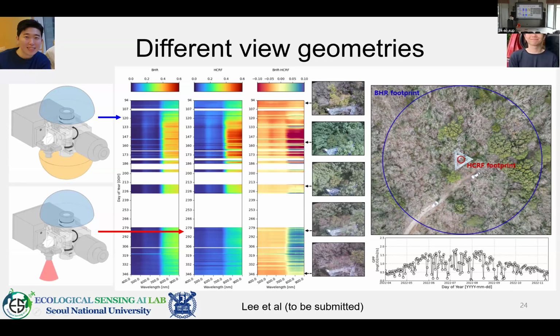You can see here this time series, where the x-axis is wavelength and the y-axis is day of year. It is a spectral fingerprint. This is BHR albedo, and that is the hemispherical conical reflectance factor. It is a sort of BRF. And here, this is the difference. Depending on the view geometry, the reflectance quantities are pretty different. First, their footprint is different. Second, the angular characteristics are different. So to compare with the tower observations, I think BHR is better. But if you're interested in calibrating or testing satellite BRF, then BRF is better. So there are pros and cons, and we try to measure both.